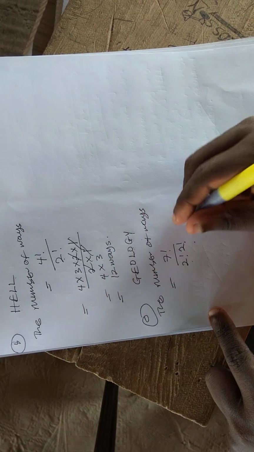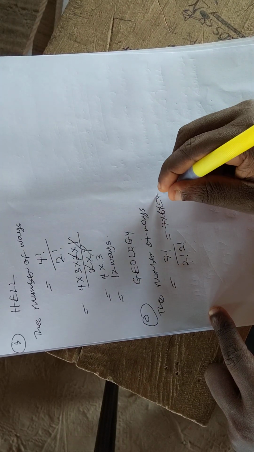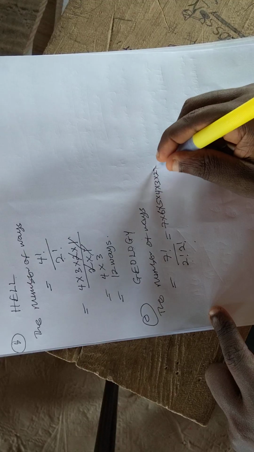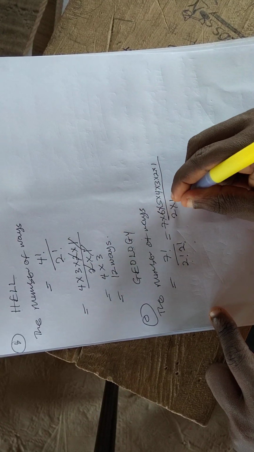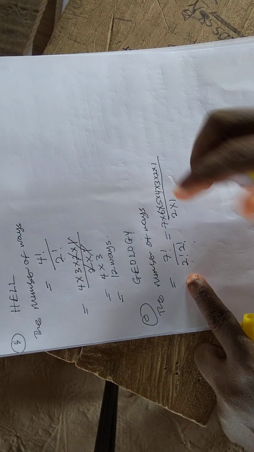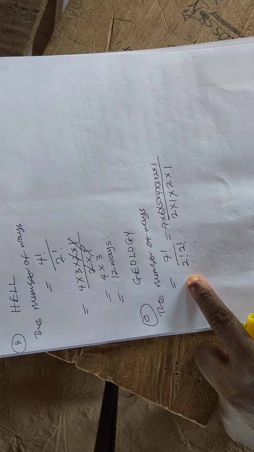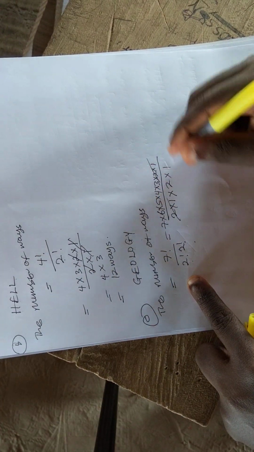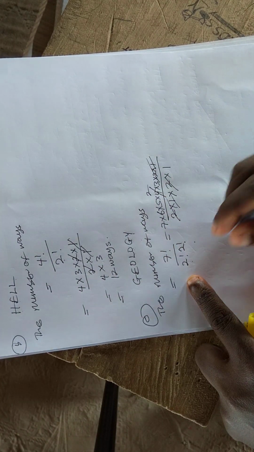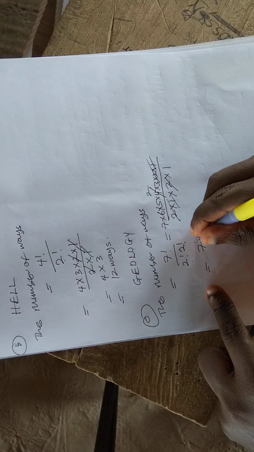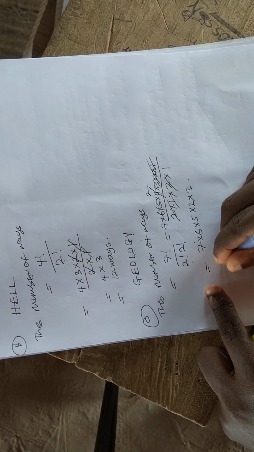So what are we going to do? This is just 7 times 6 times 5 times 4 times 3 times 2 times 1 over 2 times 1 for the first 2 factorial, times again 2 times 1. So we cancel: 2 cancels 2, 1 cancels 1, 2 cancels 4, which leaves 2. So we are left with 7 times 6 times 5 times 2 times 3.